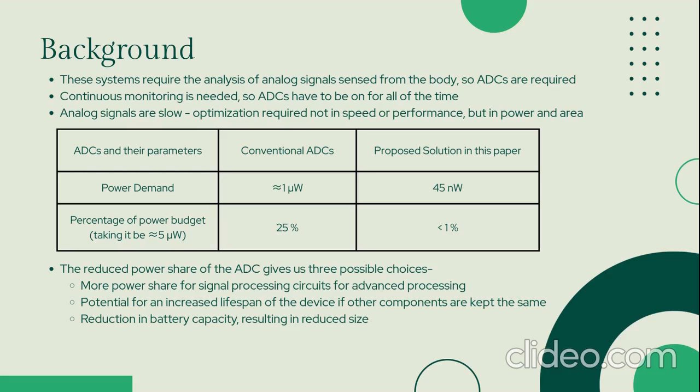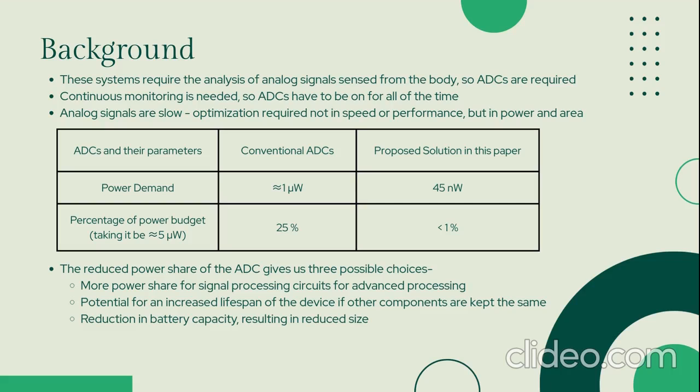We see that conventional SAR ADCs of the same specifications have a power demand of almost 1 microwatt, which is 25% of the entire power budget, if a budget of 5 microwatt is considered. This is due to the high switching power loss in the capacitive DAC of SAR ADCs. However, this solution has a power demand of just 45 nanowatt, amounting to less than 1% of the power budget of 5 microwatt.